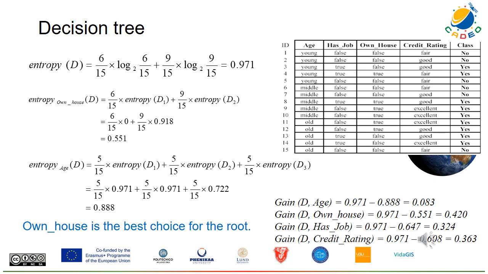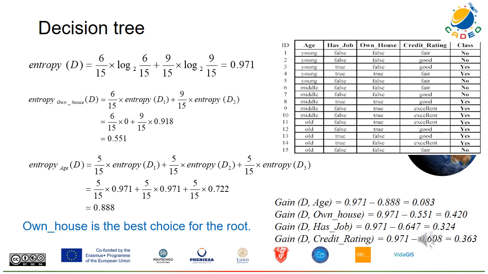Next, we calculate the entropy of a dataset based on the age attribute. Here we can see that for the age attribute, there are 3 different values: 5 young values, 5 middle values, and 5 old values. So if we split the data based on the age attribute, we will get 3 subsets. Each subset contains 5 data examples.